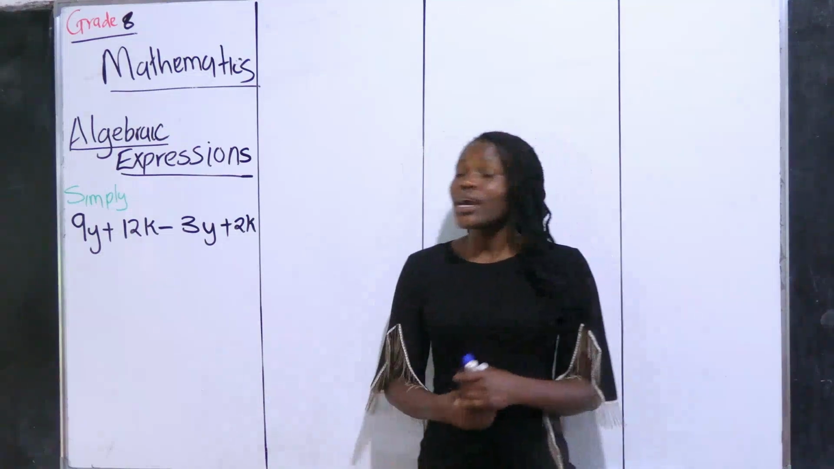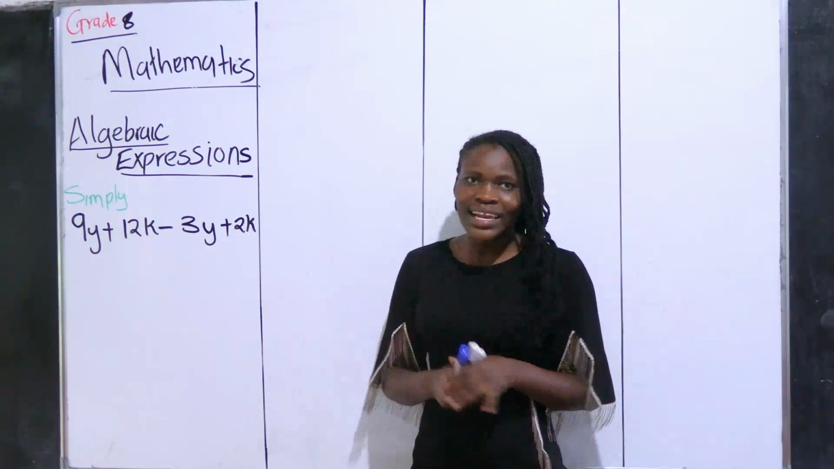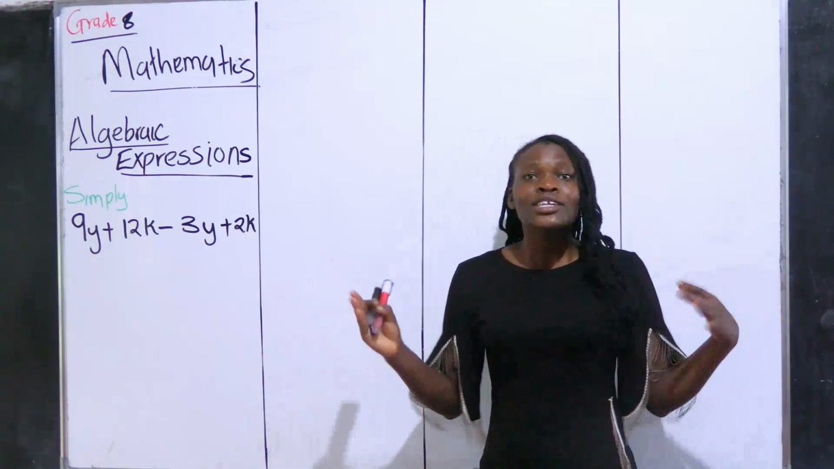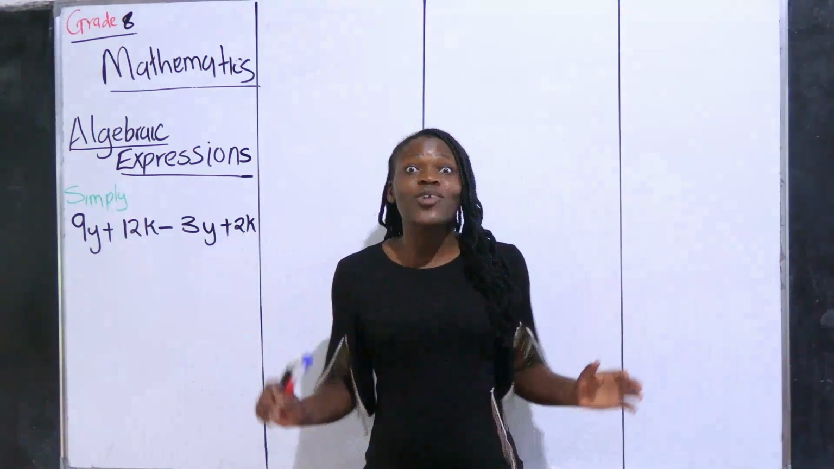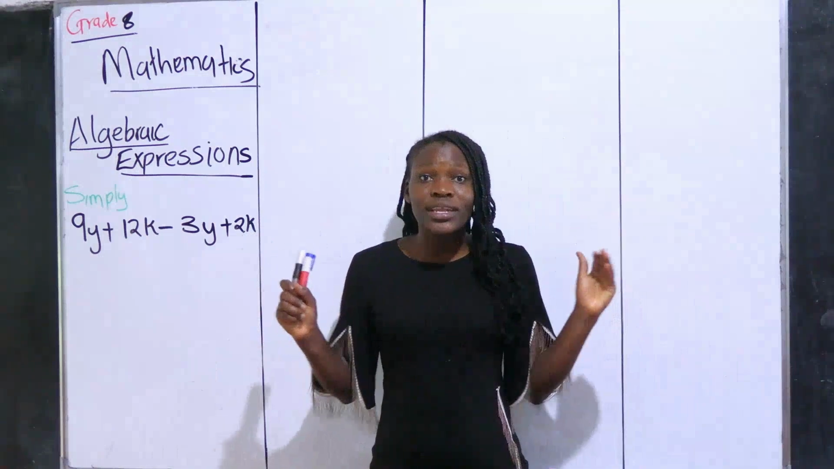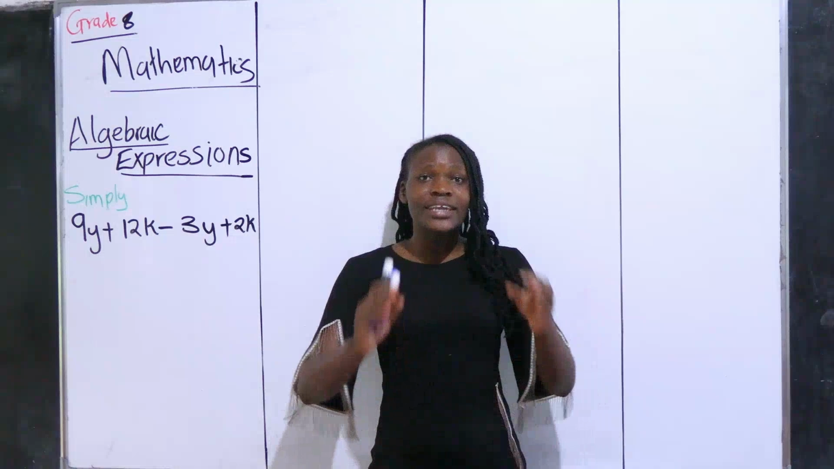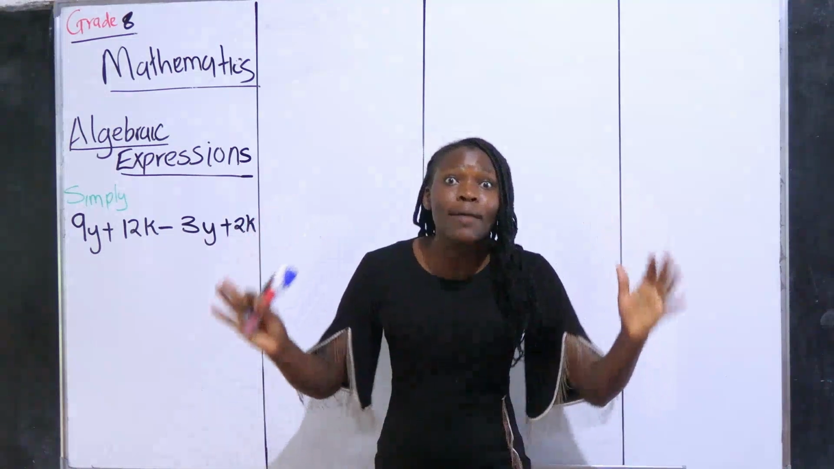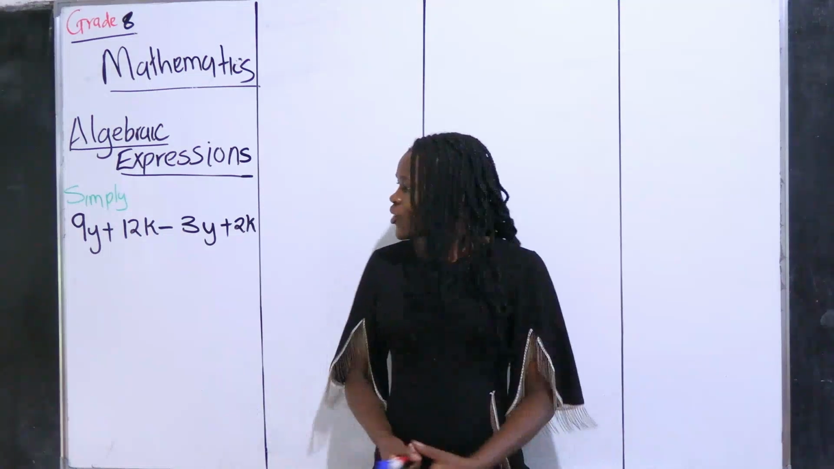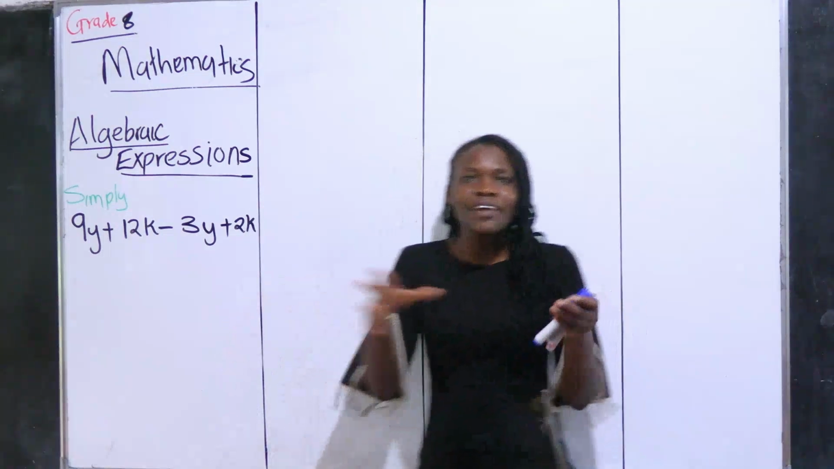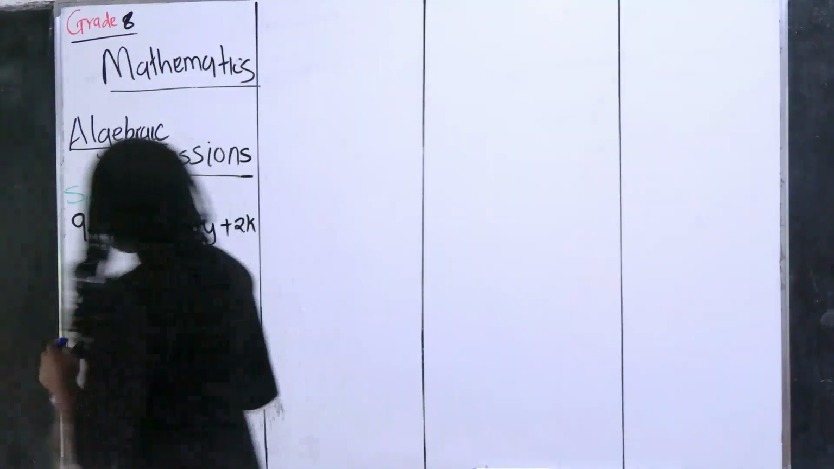Since we have k and y as our unknowns, the first thing to do is to collect the like terms. What do I mean by collecting the like terms? You take y's together, you take k's together. After that, if you had whole numbers, meaning numbers without any unknown like x or k, just a complete, known number, you collect those too. You collect everything that is similar.